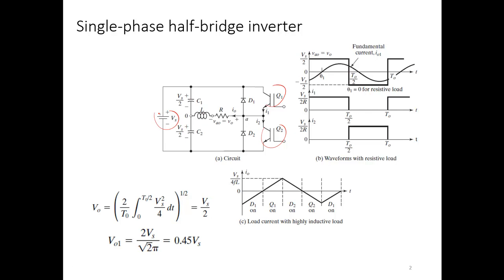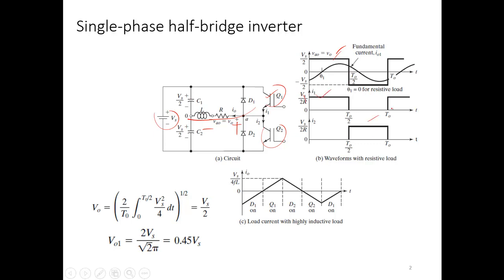What we expect is that if you turn on the switch Q1, then we have a positive voltage of Vs by 2. Then on the other half cycle, if you turn on Q2, the voltage will be in the opposite direction. You're going to have positive voltage and negative voltage. That's what we expect. The current through Q1, the first transistor, will be Vs by 2R, and the other one will be the same.